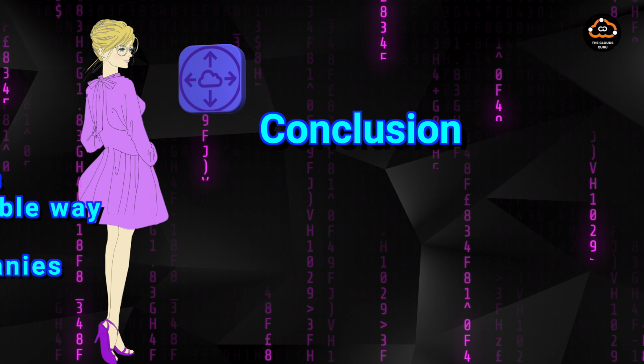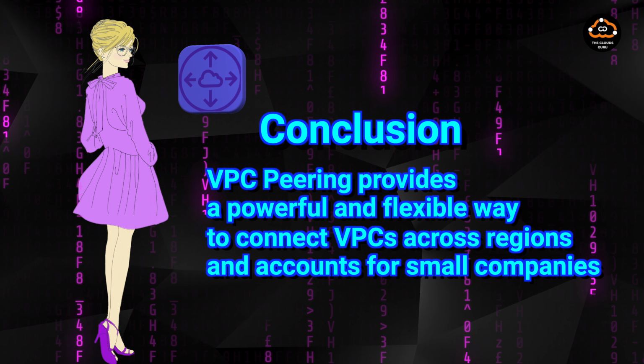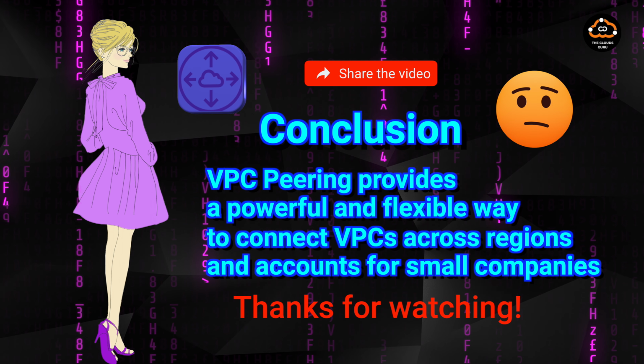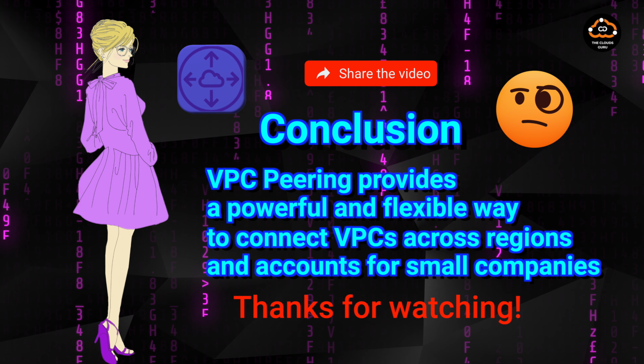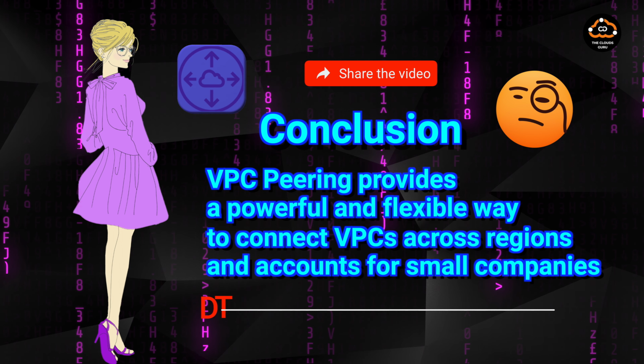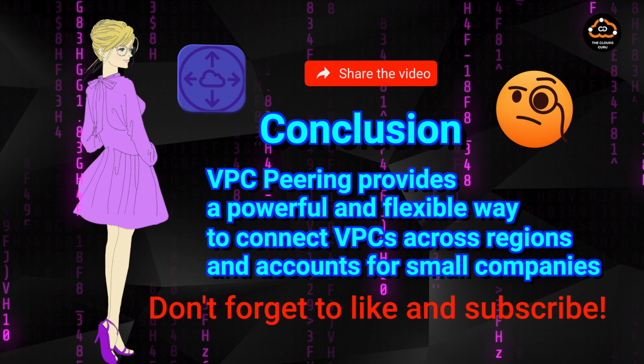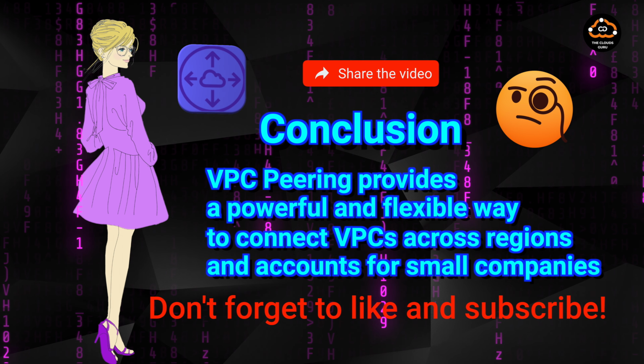Conclusion. VPC peering provides a powerful and flexible way to connect VPCs across regions and accounts for small companies. Understanding the underlying mechanics, like full mesh peering, and knowing how to properly configure this using the AWS UI ensures secure and efficient inter-VPC communication.